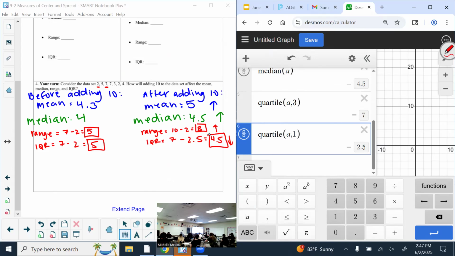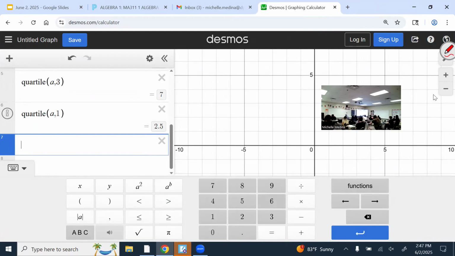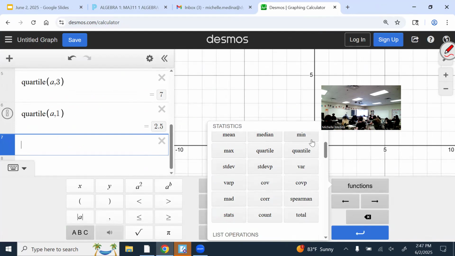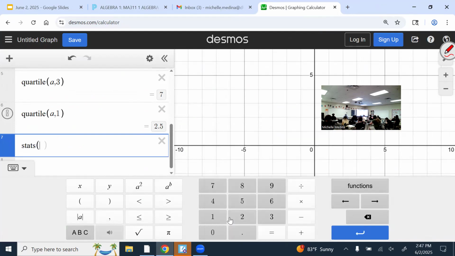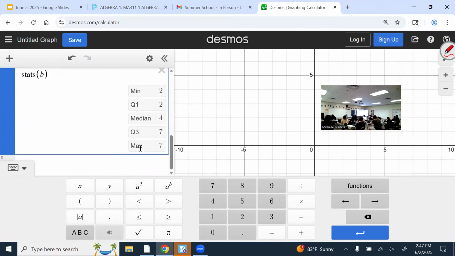All right, now I'm going to teach you one more thing on here that will make your life a little easier as well. Again, this is all stuff you can do on your quiz tomorrow, and it would not be considered cheating, but know that I also can't help you with this on your quiz. If you click on this functions menu and look at your different menu of functions, you'll see one called stats. If you attach it to one of the letters you use for your data set, it pulls up this nice little menu of your minimum, your Q1, your median, your Q3, and your maximum. So that makes it even easier if you know how to use it.